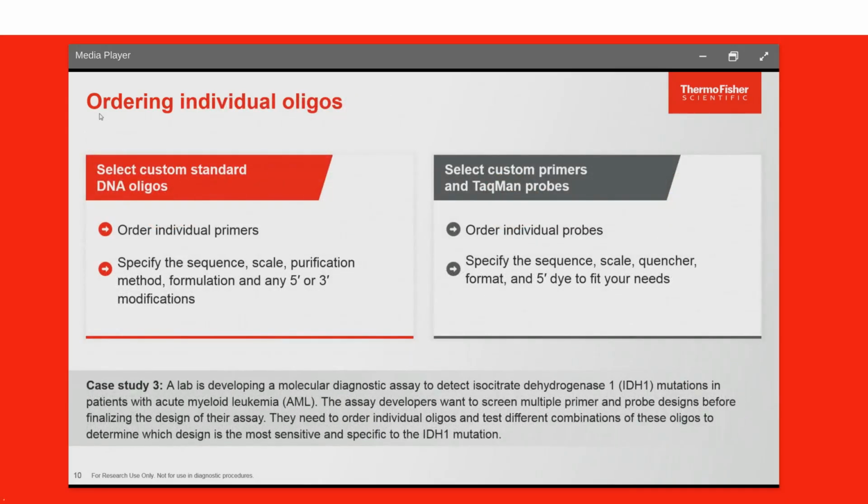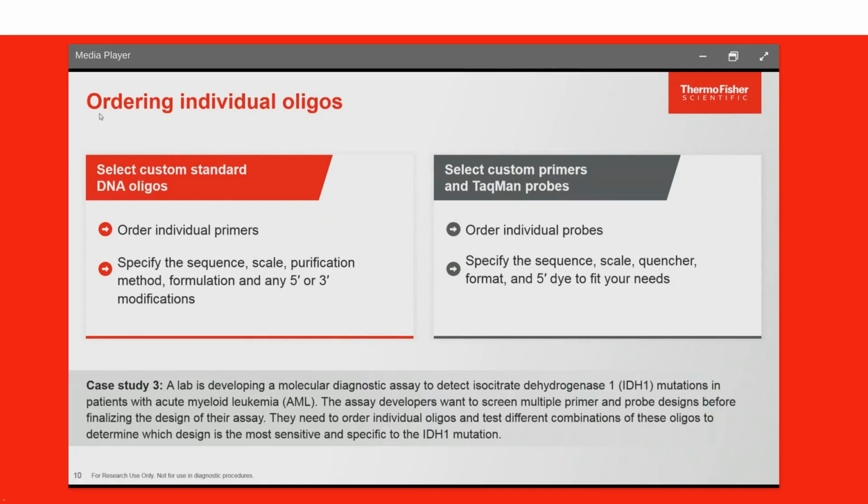Now, rather than ordering either pre-designed assays or custom TaqMan assays, we want to order individual oligos. So we want to order individual primers. That can be accomplished through the Thermo Fisher website. For these individual primers, you'll need to specify the sequence you'd like, the scale of the primer, the purification method, the formulation, and if you'd like any 5' or 3' modifications, which is never really used for qPCR, but may be used if you're doing capillary electrophoresis or some other application. You can put 5' and 3' modifications on the primers.